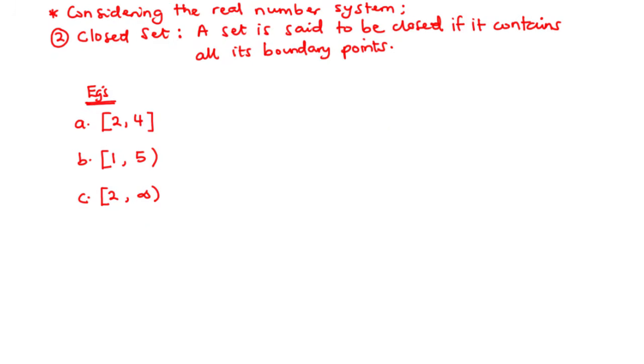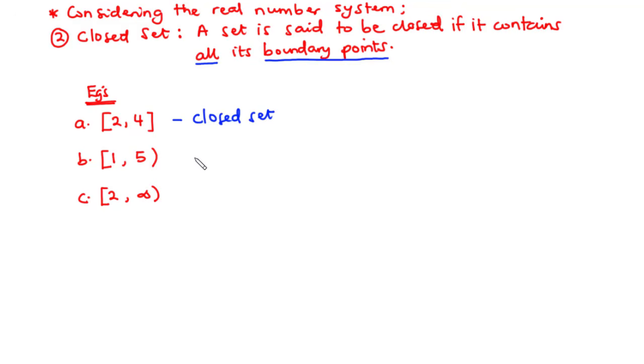Now to a closed set. Also considering the set of real numbers, a set is said to be closed if it contains all its boundary points. So a set is said to be closed if it contains all its boundary points. Now let's investigate these examples. A. Now we have a closed interval 2, 4. Now considering this interval, 2 and 4, which are the boundary points, are part of the set. Now since 2 and 4 are part of the set, it means that this interval is a closed set.